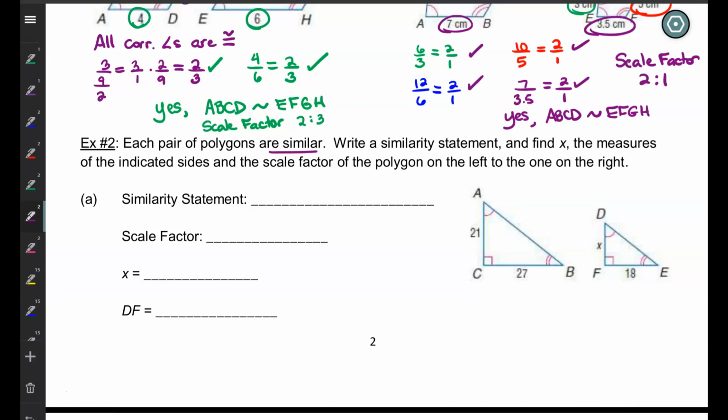Okay, so let's take a look at our similarity statement. So I have triangle, let's do ABC, similar. So that's going to have to be DEF.